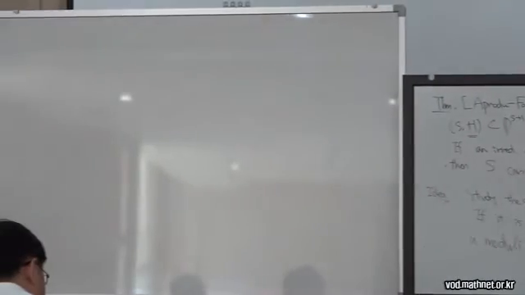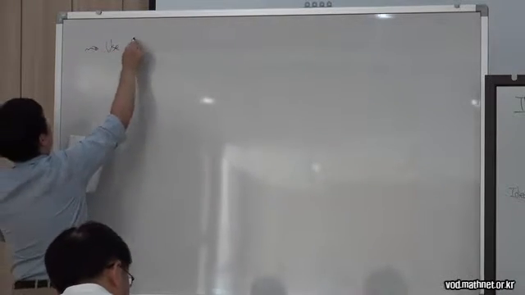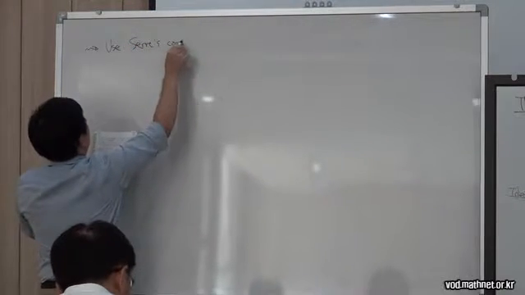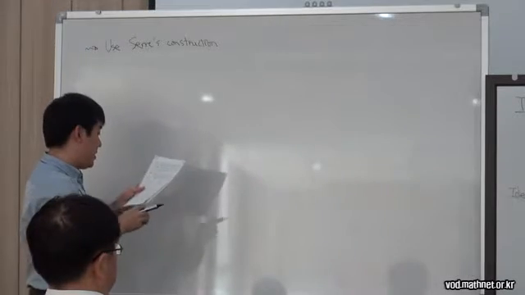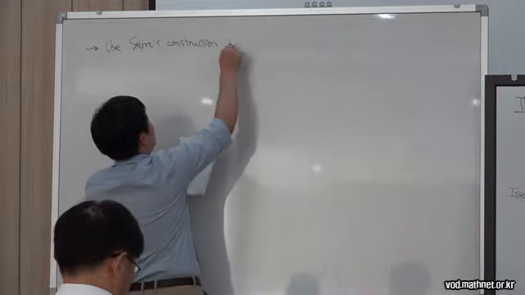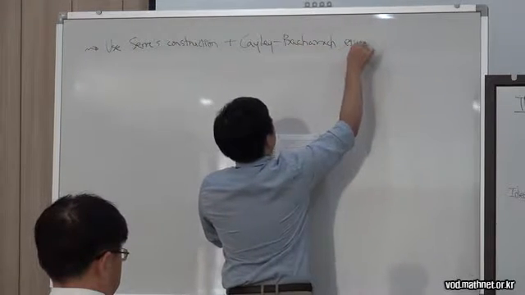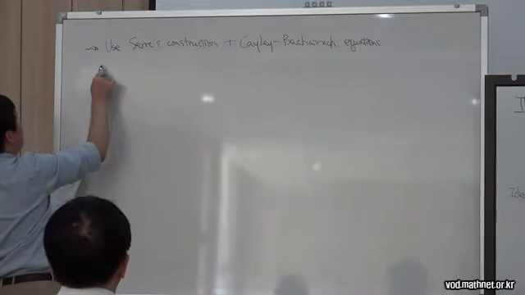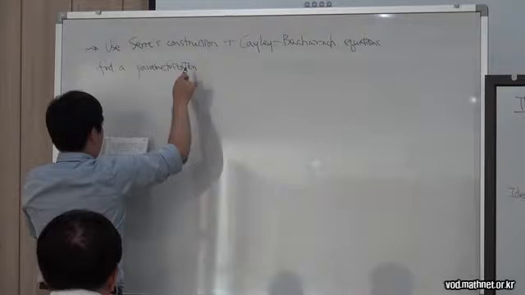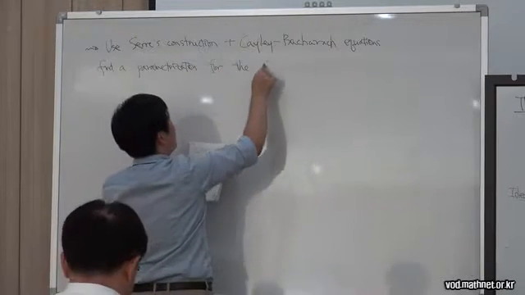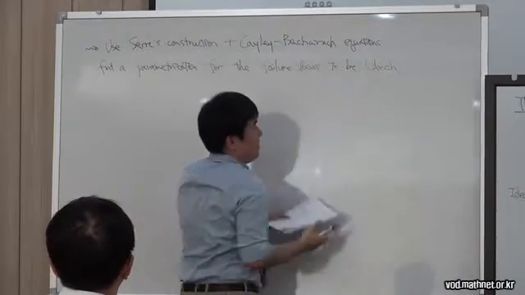But anyway, we can handle it as a geometric object, and now we use Serre's construction. So it means Serre's correspondence between rank 2 vector bundles and zero cycles on surfaces. And such a zero cycle must satisfy the Cayley-Bacharach equations. So we can find a parametrization not for the Ulrich locus, but for the failure locus to be Ulrich inside the space of Lazarsfeld-Mukai bundles.